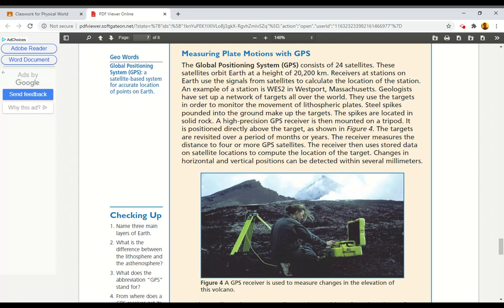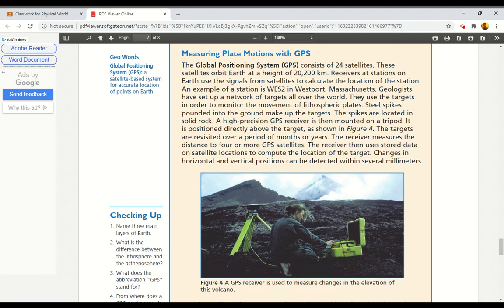Geologists have set up a network of targets all over the world. They use the targets in order to monitor the movement of lithospheric plates. Steel spikes pounded into the ground make up the targets. The spikes are located in solid rock. A high-precision GPS receiver is then mounted on a tripod. It is positioned directly above the target as shown in Figure 4.